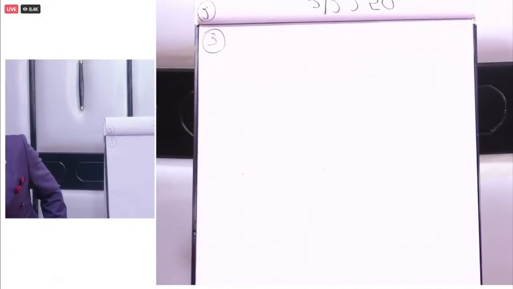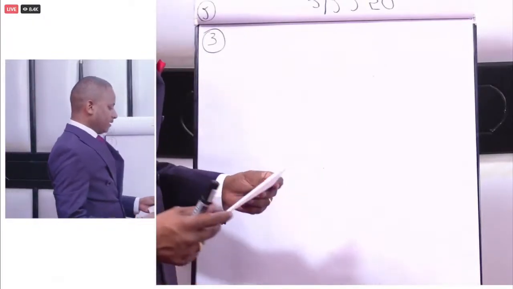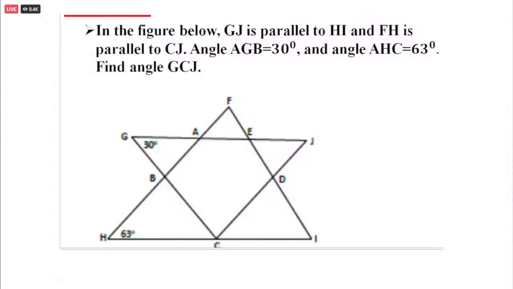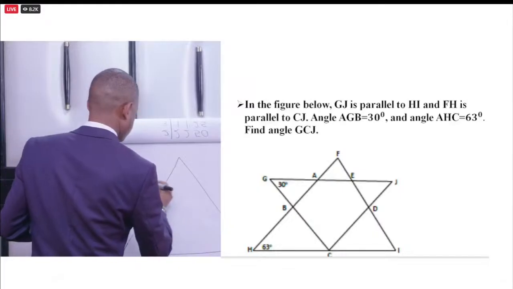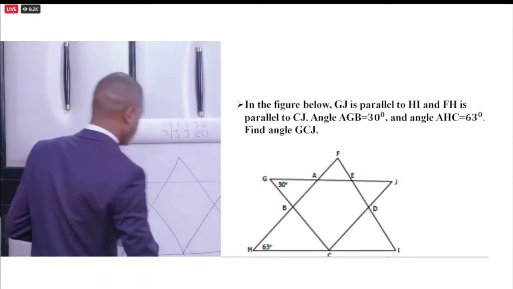Now that question deals with prime factors. In the figure below, we are now dealing with angles, polygons, and plane figures as a topic. So in the figure below, let's draw the figure. We see what this figure is. This is the figure. That's our figure.